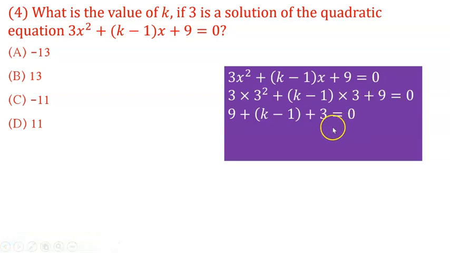9 divided by 3, then you will get here 3. Okay, 9 plus k minus 1 plus 3 is equal to 0. 9 plus 3, you will get here 12. 12 minus 1. If you simplify, then you will get k plus 11 is equal to 0, means k is equal to minus 11. And hence option C is correct. Okay, now see this is the answer. Option C is the correct one.